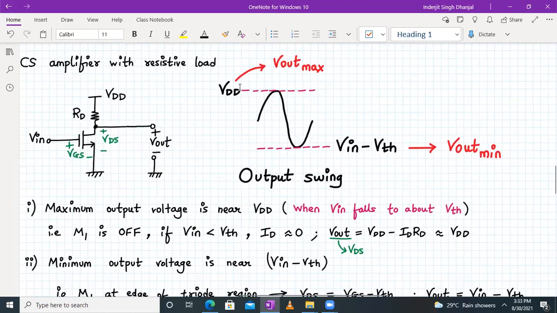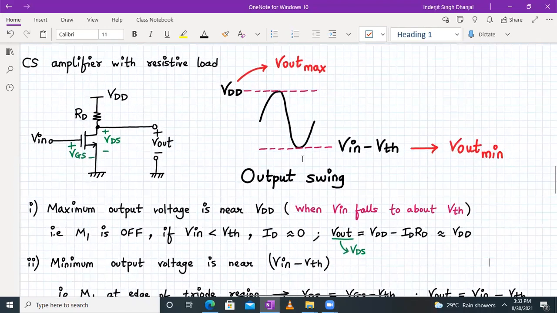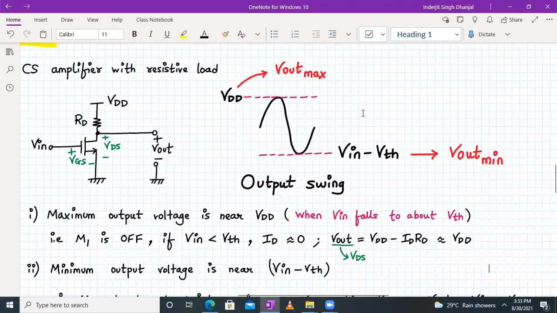So Vout max is VDD. That is a full swing we are getting. But for the minimum, we are getting Vin minus VTH, which is your Vout minimum. Okay, clear about it? So this is my output swing for a common source amplifier with resistive load. It's not an ideal full swing. We have a limited Vout negative swing. It's limited to Vin minus VTH, whereas the positive swing is going up to VDD, as expected.